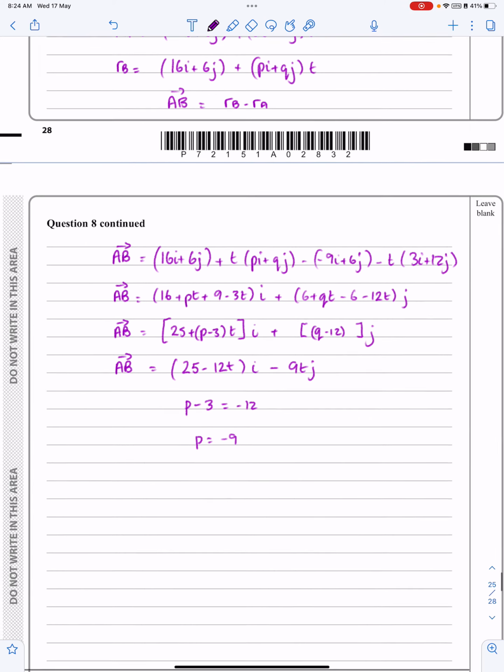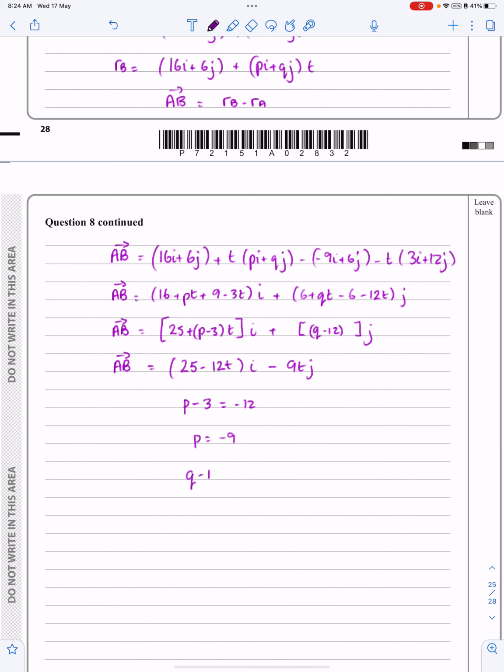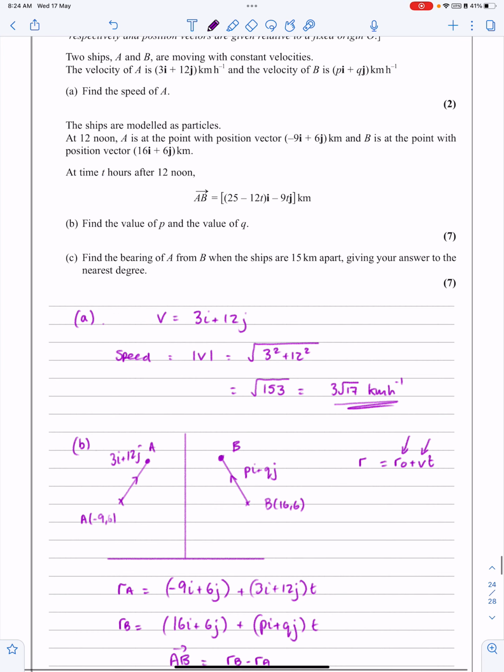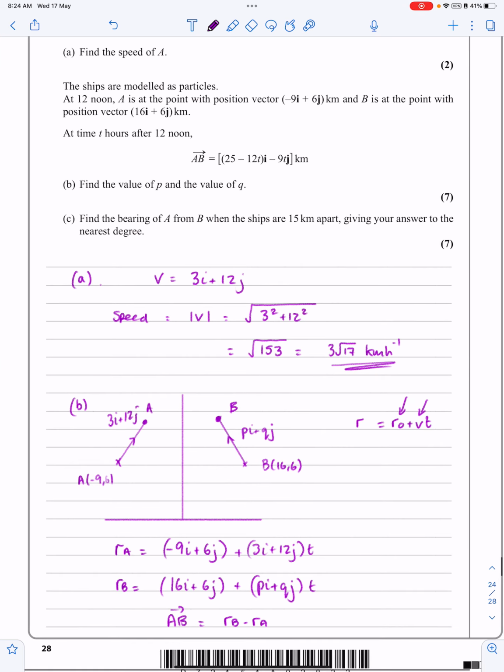Be careful with these silly little bits, often where we can make some mistakes if we're not being careful. And q minus 12 is equal to minus 9, so q works out to be equal to 3. So what was I trying to do? Yeah, I was trying to find the values of p and q. So we've done that part. Okay, on to the last part.